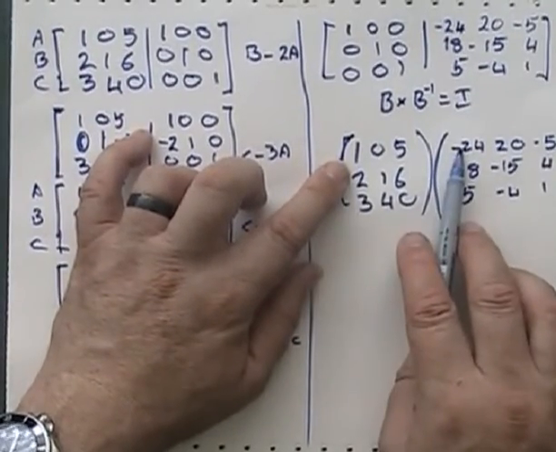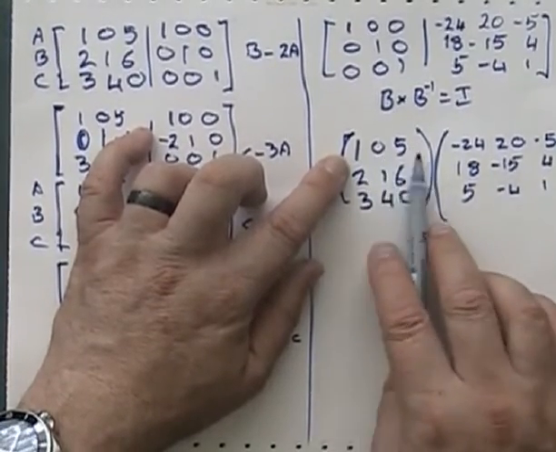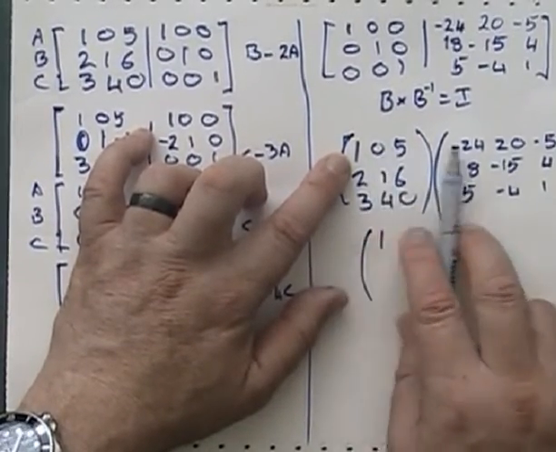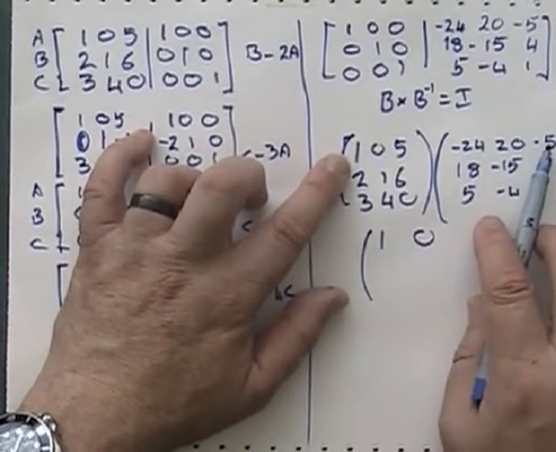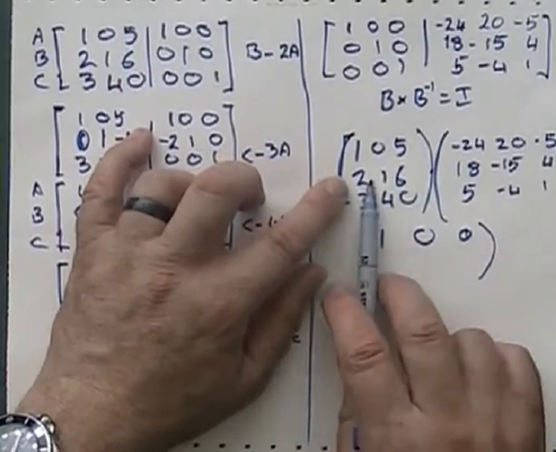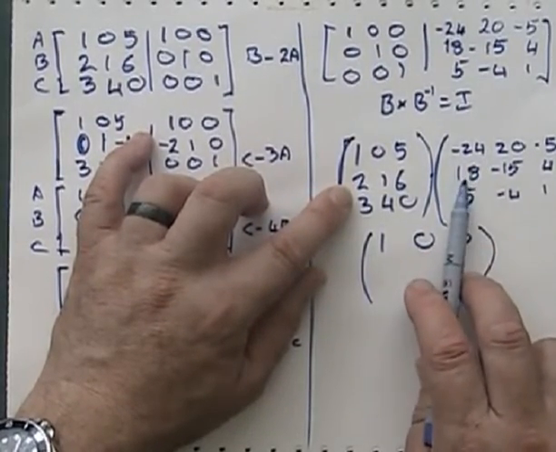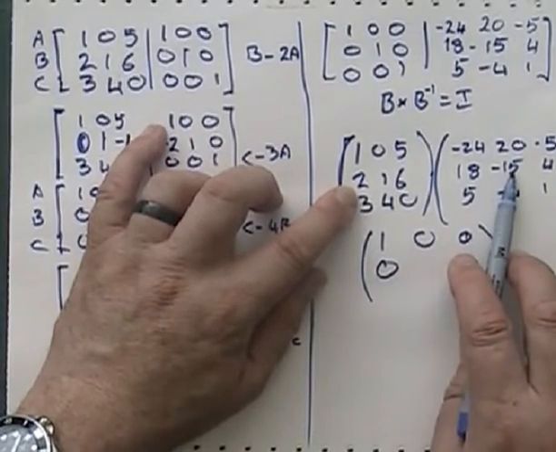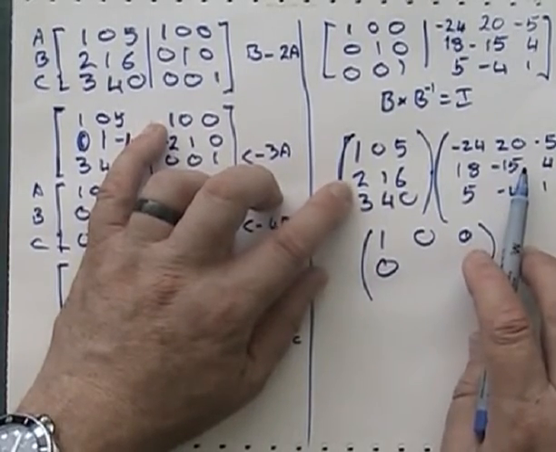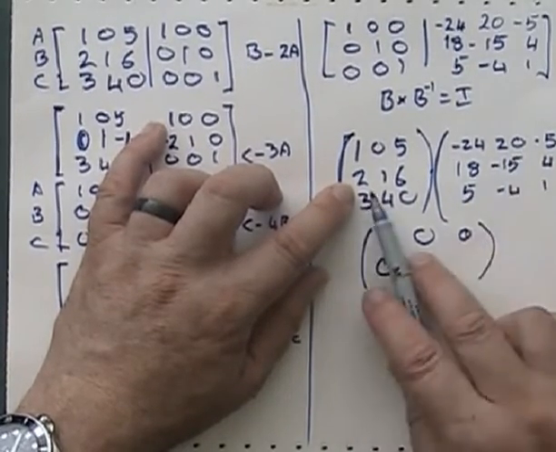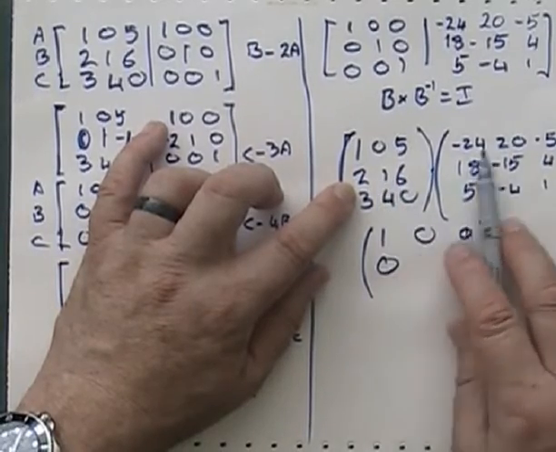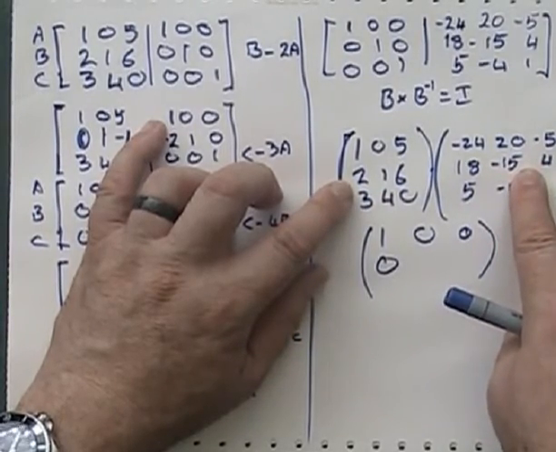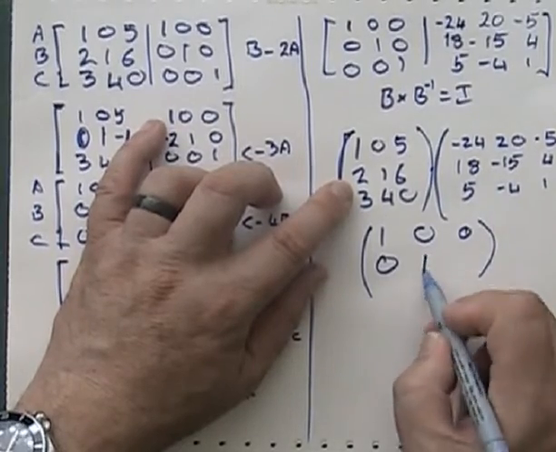So we go negative 24 plus 0 plus 5, and we end up with 1. If we do the next one, we end up with 20 minus 20, which is equal to 0. And 5 minus 5 is 0. Then 2 times negative 24 is negative 48, plus 18 times 1... let's get this right. 2 times 20 is 40, minus 15 is 25. Plus negative 24, that becomes 1.